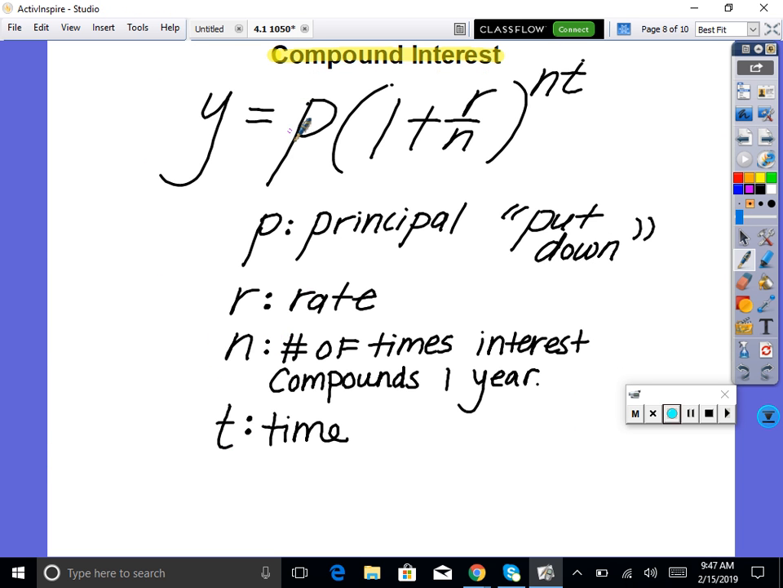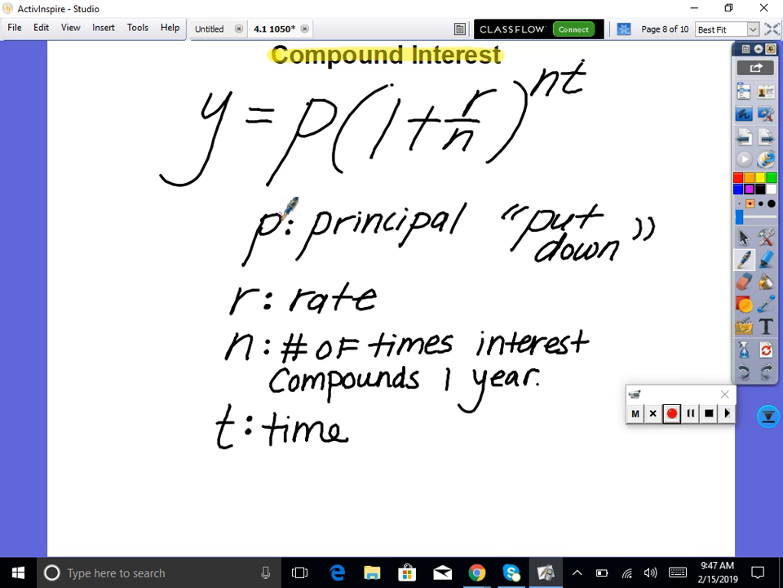Gaining interest once a year, twice a year, 3 times a year, as many times a year as the bank will offer you. So right here, this is the formula that we will use. Y is equal to P times 1 plus R over N, raised to the NT. You will need to have this formula memorized going into your exam. A lot of memorization going into this exam.